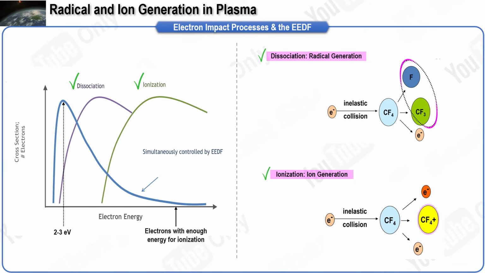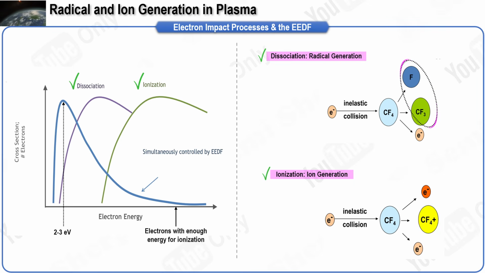Now consider ionization and ion generation. If the electron energy exceeds the ionization potential, the collision produces a positive ion and one more free electron. For example, an electron colliding with CF4 can yield CF4+, and a second electron.